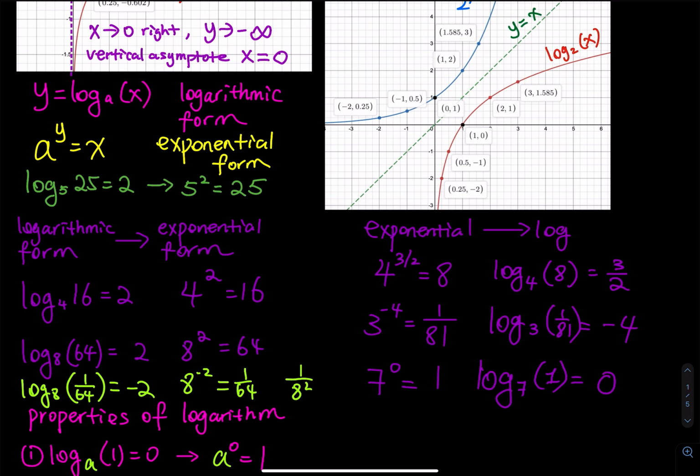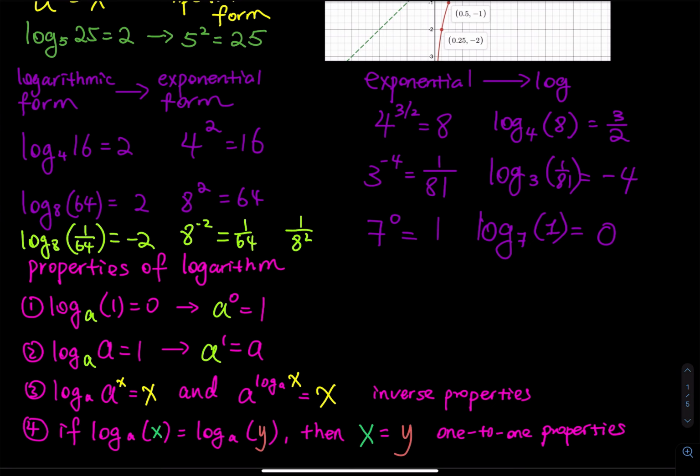So let's go over the properties of logarithms. We have 4 properties. The first property is log base a of 1 equals 0. In exponential form, a raised to the 0 power is equal to 1. So this is a base a raised to the 0 power equals 1. Log base a of a is equal to 1. So a raised to the first power is equal to a. I color coded the base for you.